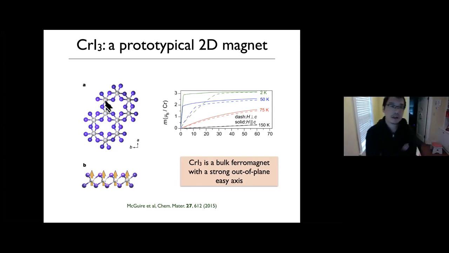Okay, so chromium triiodide has actually been known for many, many years. I think the first paper really appeared in the 50s. And most recently, Michael McGuire at Oak Ridge synthesized the sample and did some bulk characterization. What they found is that when they measure the magnetic moment as a function of magnetic field, you have a very different response to the in-plane and out-of-plane B field. This shows that chromium triiodide in the bulk is actually a ferromagnet with a very strong out-of-plane easy axis.